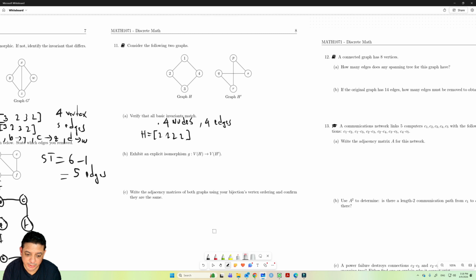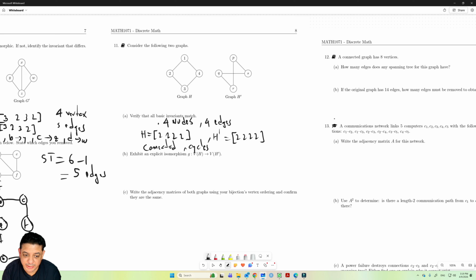Just remove the comma from here. For H prime, they also all have degree 2. Notice P has 2 edges going out, S has 2 edges going out, Q has 2 edges going out, and R has 2 edges going out. So it's only 2, 2, 2, and 2. So now both graphs are cycles with 4 nodes, and they're connected. So all the invariants are matching. So connected cycles.